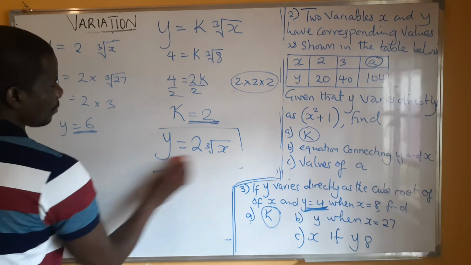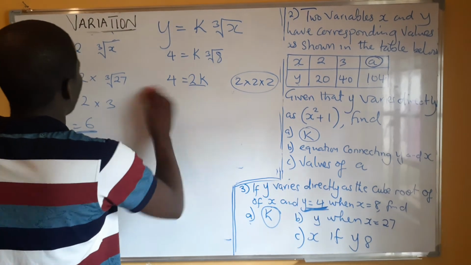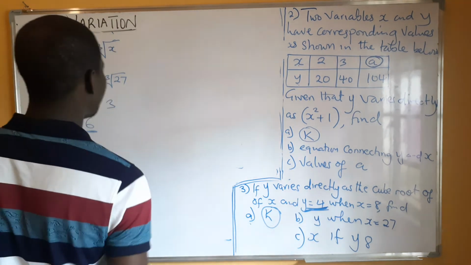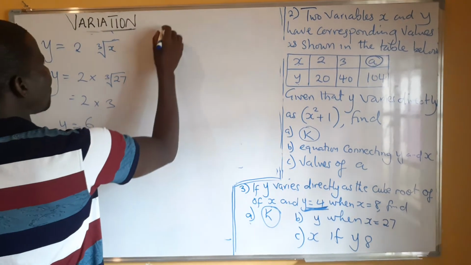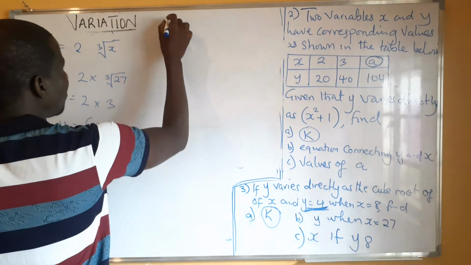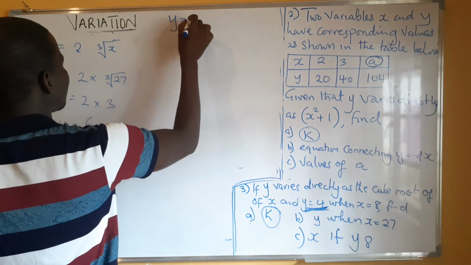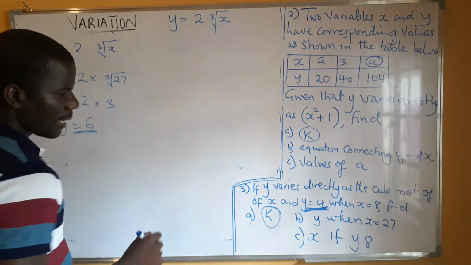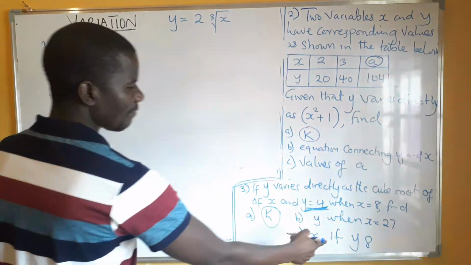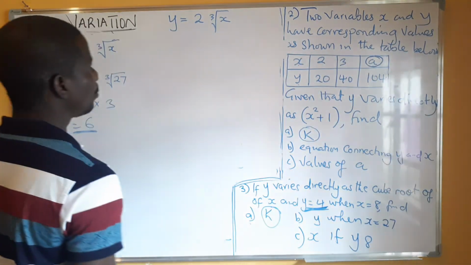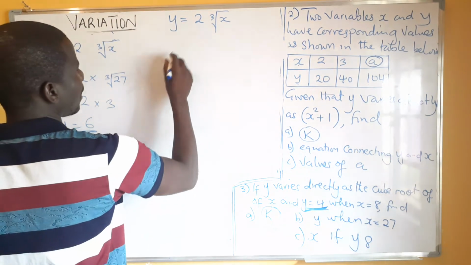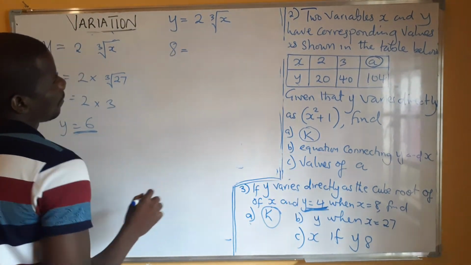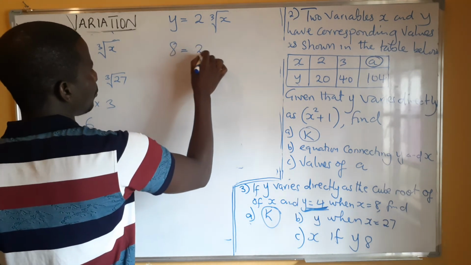Then we come to the second one. Find the value of x when y is equal to 8. Okay? So this is 8. Then this is 2.